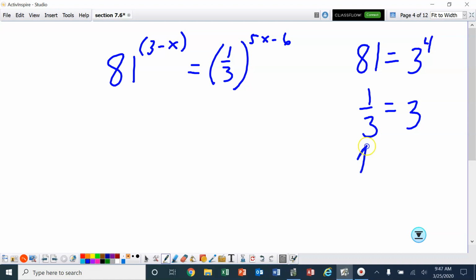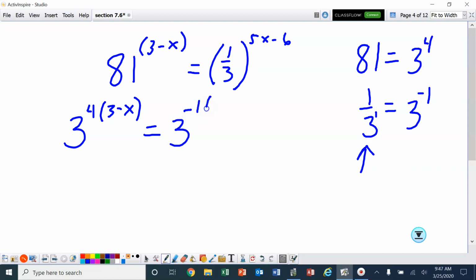Now the 1/3, remember, you can rewrite that with a negative exponent. So if you recall, 1/3 can also be written as 3 to the -1 power, because the exponent on that is a 1. And remember, cross the line, change the sign. So we're going to replace the 81 with 3 to the 4 times 3 minus x. And we're going to replace the 1/3 with 3 to the -1 times 5x minus 6.